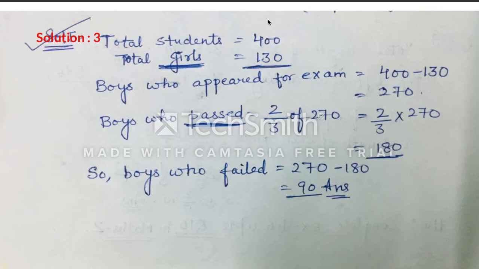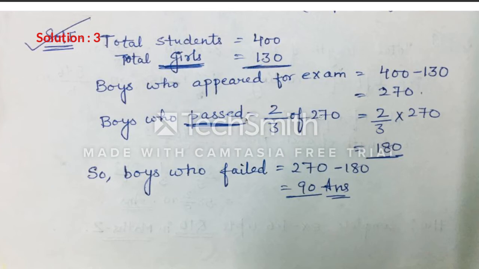So what is the number of boys who appeared? Total is this, girls is this number. So how many boys appeared for the exam? 400 minus 130, that means 270 boys appeared for the exam. Clear? Now how many of them passed out of these 270? The question says 2 by 3 of the boys passed the exam. So boys who passed the exam are 2 by 3 of the total boys who appeared. Clear? Solve it out. 3 nines are 27. 90 it becomes. 90 into 2, that is 180. So this was the number of boys who passed the exam.